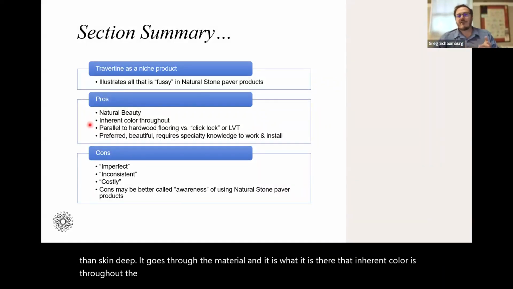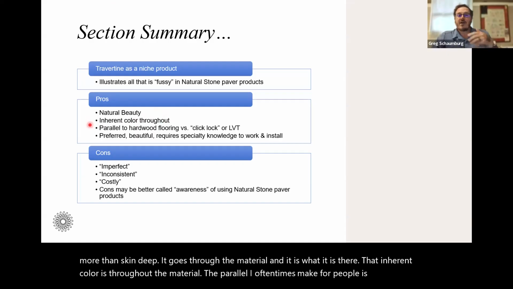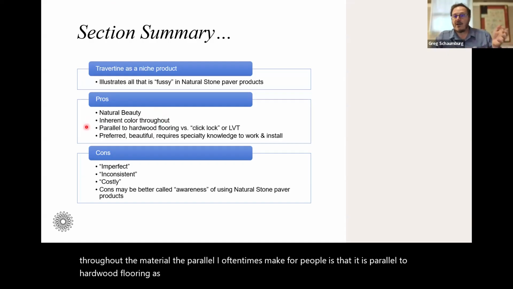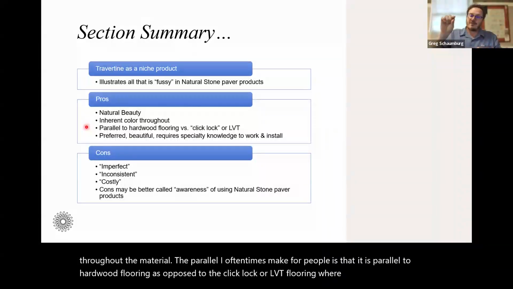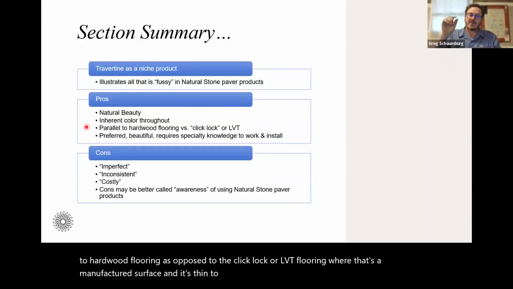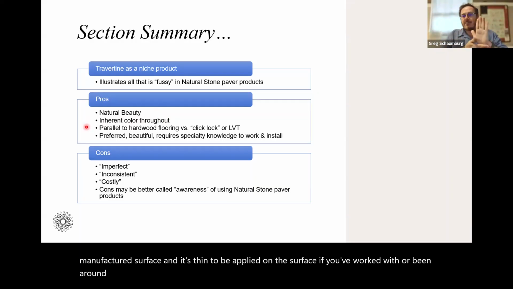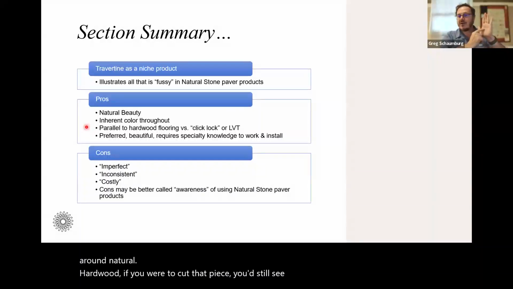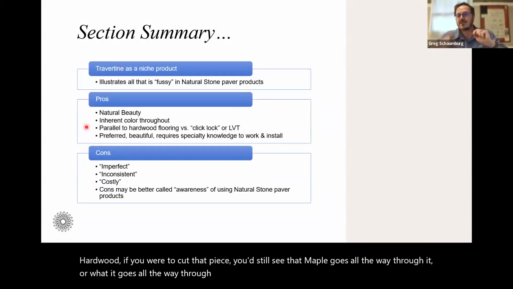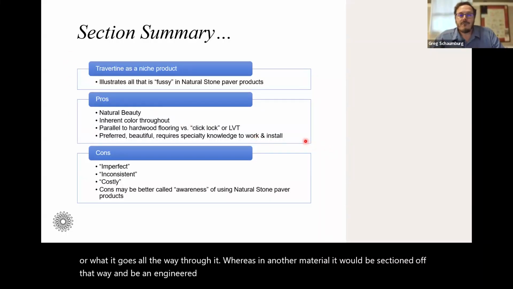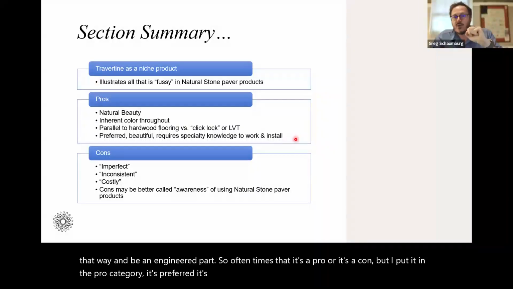The parallel I oftentimes make for people is that it is parallel to hardwood flooring as opposed to click lock or LVT flooring, where that's a manufactured surface and it's thin to be applied on the surface. If you've worked with or been around natural hardwood, if you were to cut that piece, you'd still see that maple goes all the way through it, or white oak goes all the way through it. Whereas in another material, it would be sectioned off that way and be an engineered part. So oftentimes, it's a pro or it's a con, but I put it in the pro category. It's preferred, it's beautiful. It does require some specialty knowledge to work it and to install it a little bit.